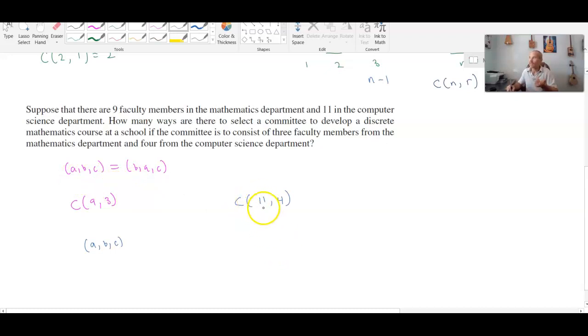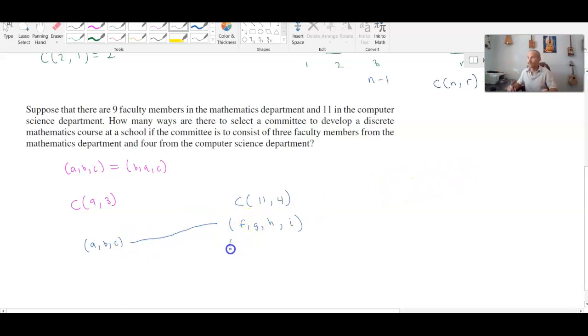Now, here I'm going to select 4 members, and just for the sake of fun, maybe we'll use F, G, H, and I. Okay, well, one way to form the committee is for us to have the 3 faculty members from the math division, A, B, and C, and connect them with those specific 4 faculty members from the computer science department.